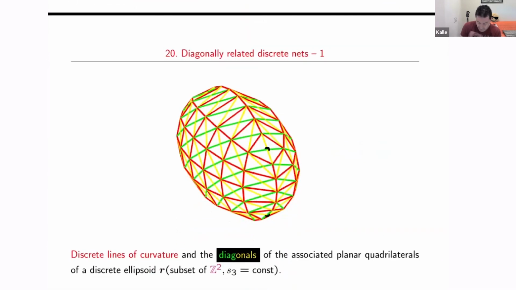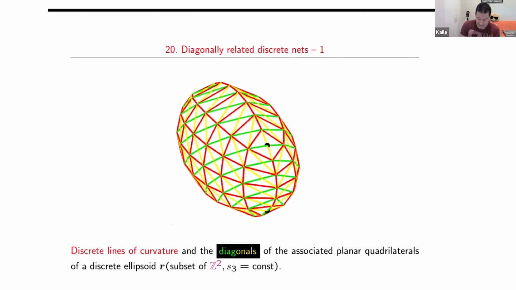And so I think I have maybe a minute or two. So here's a picture. This is a discrete ellipsoid. The red lines are the discrete lines of curvature. And then I also drew the diagonals. So you can see those green polygons and those yellow polygons. And the question is, what are they? What are the properties? Well, it turns out they are actually planar polygons. Those green and yellow polygons are planar, and they lie in parallel planes.